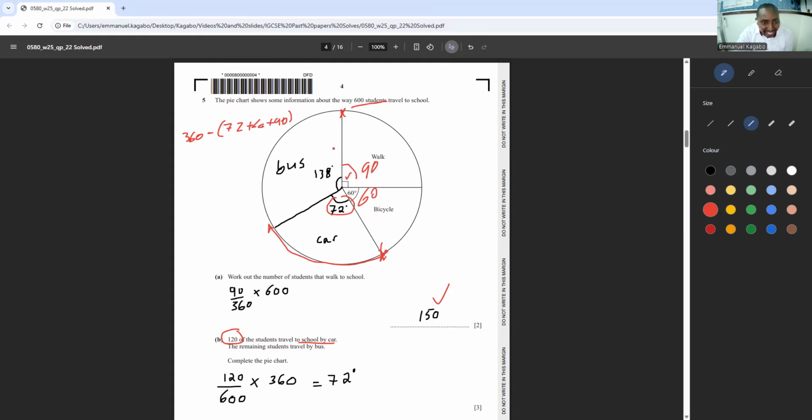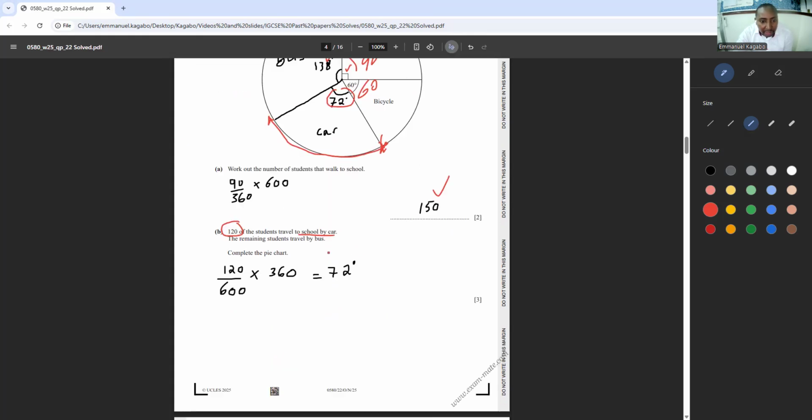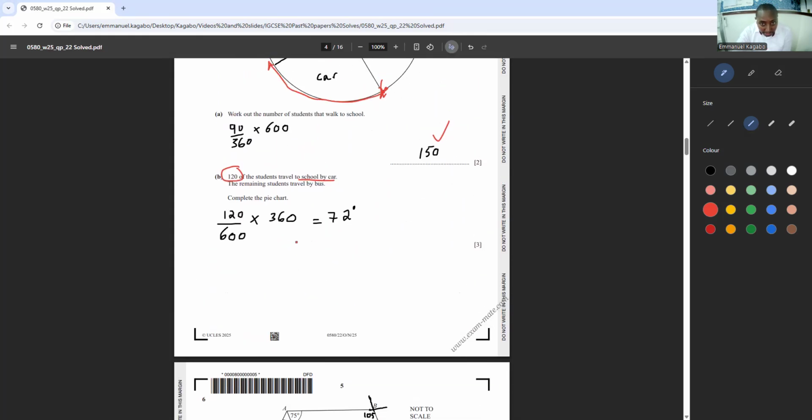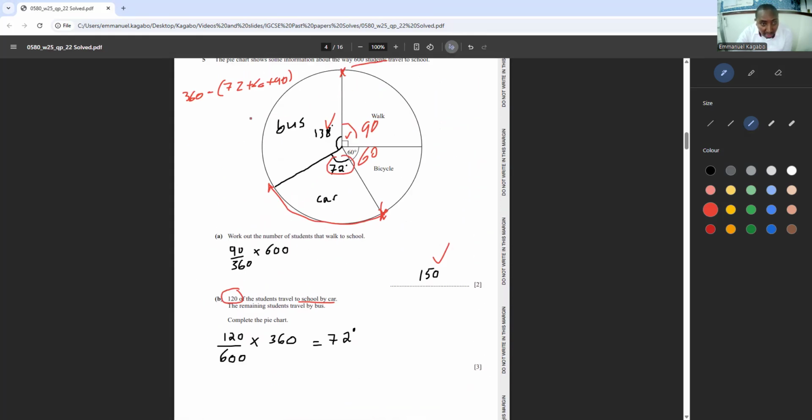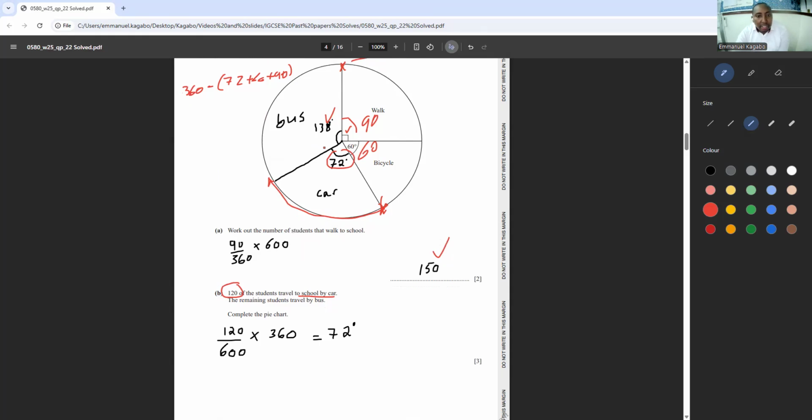Minus 72 plus 60 plus 90. And when you subtract that, it will give you this. So it will give you that one. And then this is the degrees, and that is the pie part. I hope you have understood this question about the pie chart. Okay, very good. Next question.